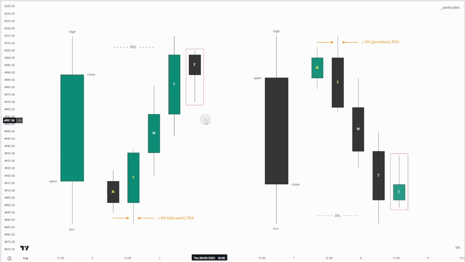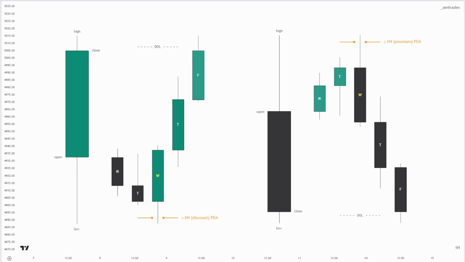As for Friday, using the understanding of the TGIF setup, we do not anticipate a continuation of the weekly range on this day. I have a video going over the function of the TGIF setup if you are not already familiar with it, and I will also have that video linked down below.